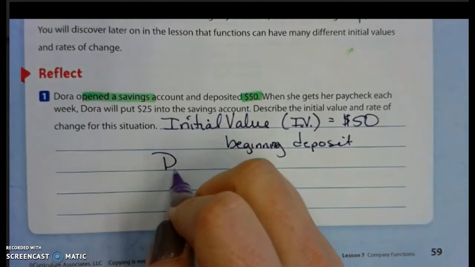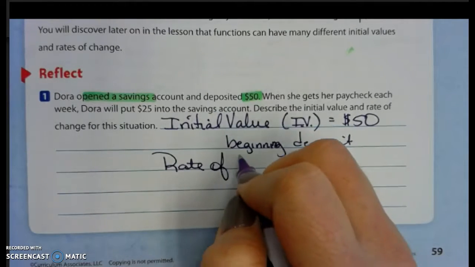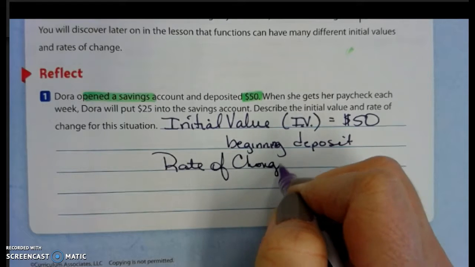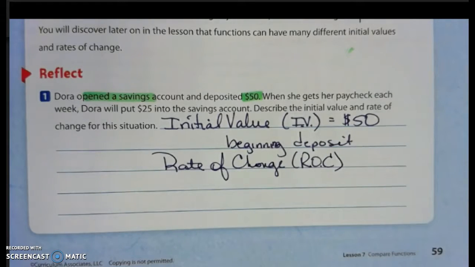Now, the rate of change, I also have an abbreviation for it. It's very clever. ROC, rate of change. The rate of change is the pattern. It's what is happening from week to week to week. Okay? The rate of change happens over and over and over again. It's something you can track. Now, it can be increasing, it can be decreasing, it can be constant.